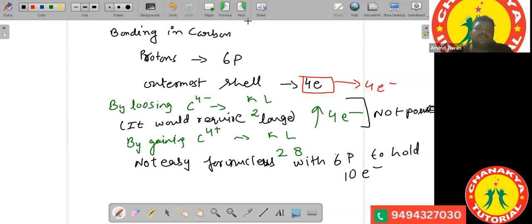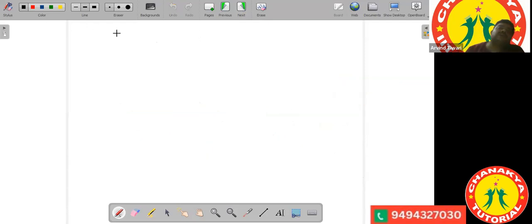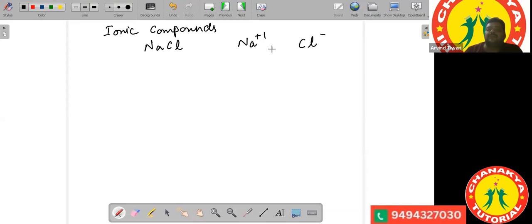So the system we were looking at, loss of electrons and gain of electrons, is what forms bonds in ionic compounds. Like sodium chloride, which is an ionic compound. It has an ionic bond. Sodium has lost 1 electron, chlorine has gained 1 electron, and hence sodium has become positive and chlorine negative. There is a force of attraction between them, which holds sodium and chlorine together.